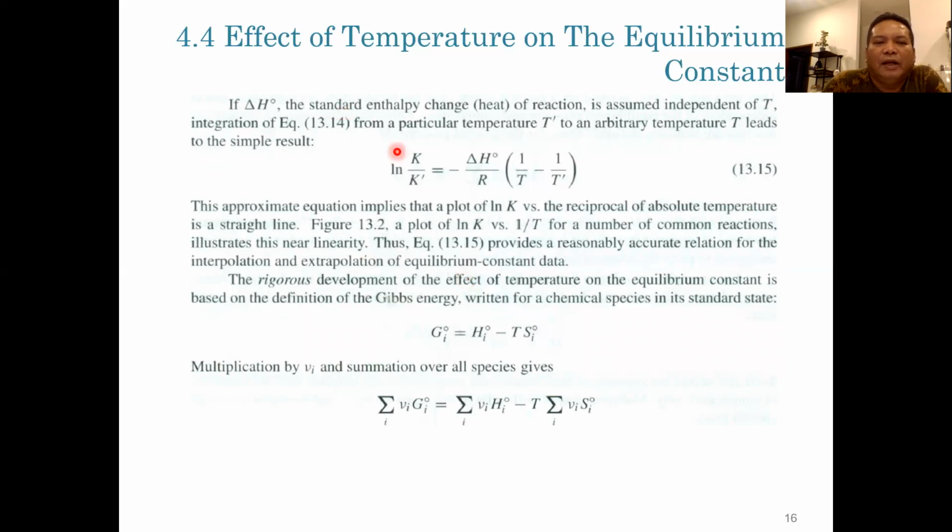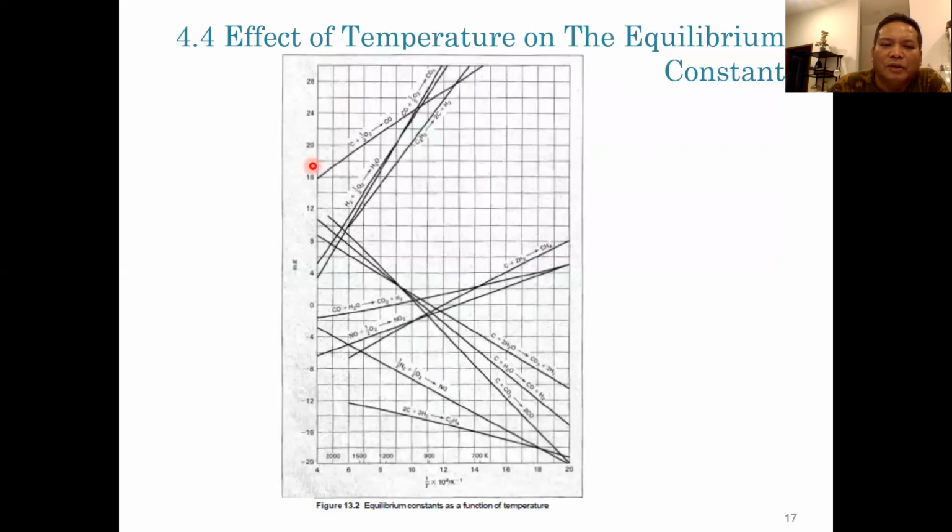If the enthalpy change of heat transfer is assumed to be independent of T, integration from a particular temperature T prime to arbitrary temperature T leads to the simple result like this. This is a temperature difference. This separable equation implies that a plot of ln K versus reciprocal absolute temperature is a straight line, like in figure 13.2. Later we will see the graph here, with all these straight lines.